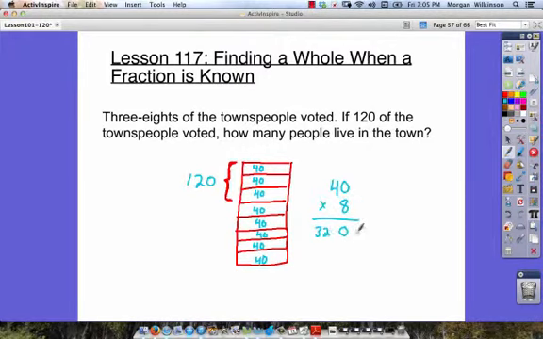So how many people live in the town? Well, there must be 320. I'm going to rewrite that. 320 people who live in the town. Make sure you've got your label on your answer. It's a word problem, so we've got to include that. But using a diagram box for these problems when you're finding a whole when a fraction is known can be very helpful. Let's look at our next example.